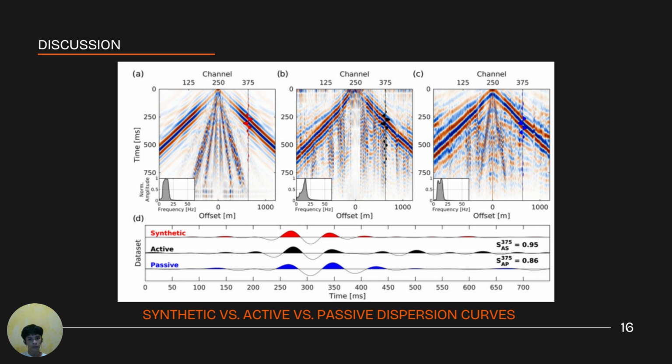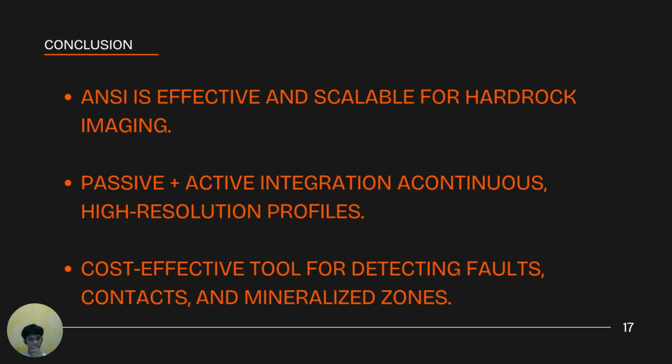So let's wrap up with the key takeaways and overall significance of the study. So in conclusion, the study demonstrates that ambient noise surface wave imaging is a viable and effective tool for hard rock mineral exploration. When combined with active source seismic data, it offers a cost-efficient means to image faults, lithological contacts, and other subsurface features of interest. So this integrated approach has strong potential to reduce exploration costs and improve targeting accuracy in structurally complex geological settings.